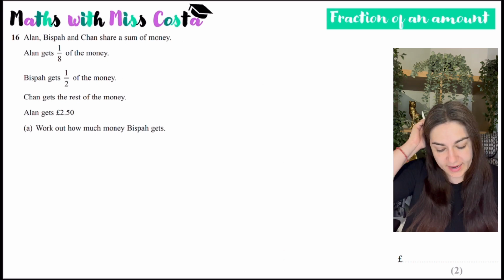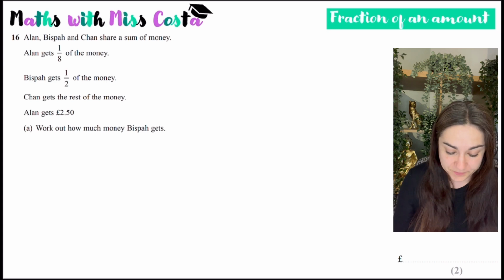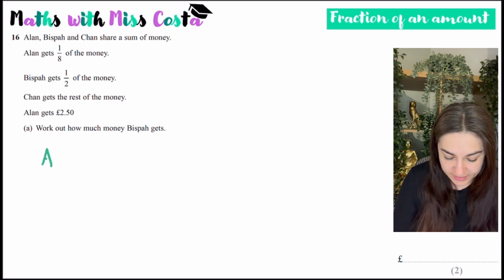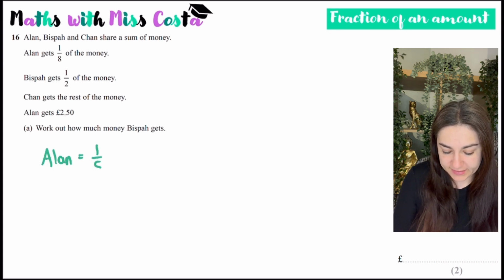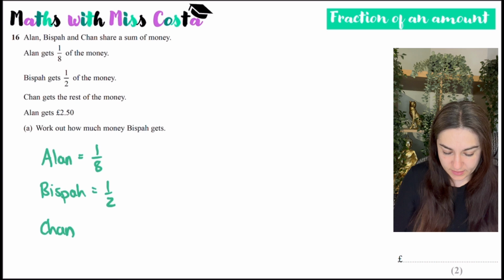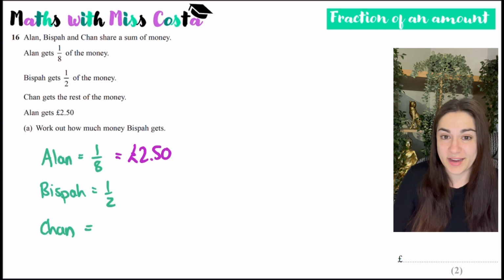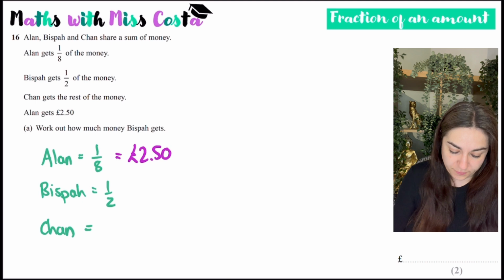Okay, next I have a fractions question. So I'm told Alan, Bispa and Chan share a sum of money. Alan gets 1/8 of the money. So I know Alan gets 1/8. Bispa gets 1/2 of the money. And Chan gets the rest of the money. I know that Alan gets £2.50. So I know that 1/8 is equal to £2.50. And I need to work out what half of that money is.